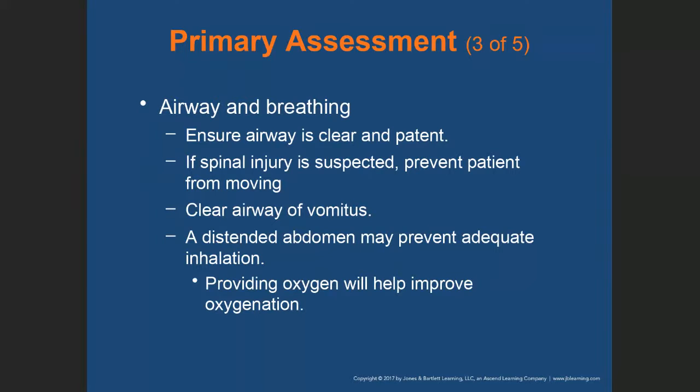Airway and breathing. Ensure the airway is clear and patent. If spinal injury is suspected, prevent the patient from moving. Clear the airway of vomitus. A distended abdomen may prevent adequate inhalation. Providing oxygen will help to improve oxygenation.